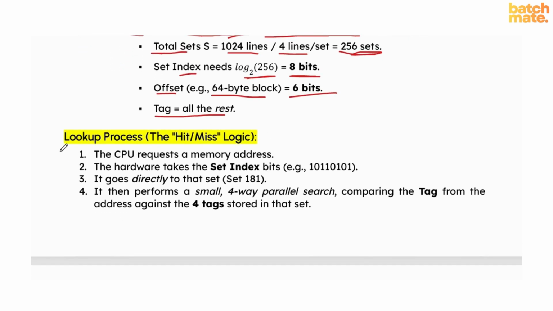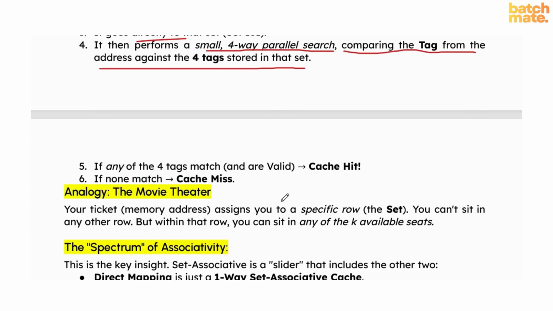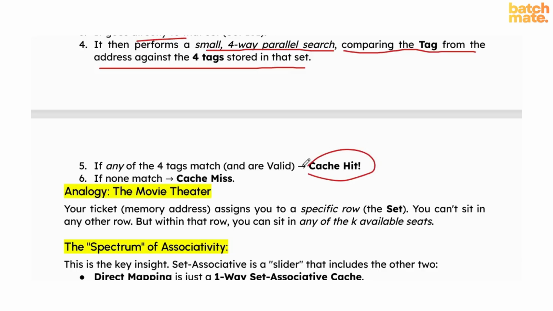Now, let's see the lookup process quickly. The CPU requests a memory address. So, the hardware takes the set index bits and it goes directly to that set. It then performs a small 4-way parallel search, comparing the tag from the address against the 4 tags stored in that set. If any of the 4 tags match and are valid, then cache hit. If none match, then cache miss.